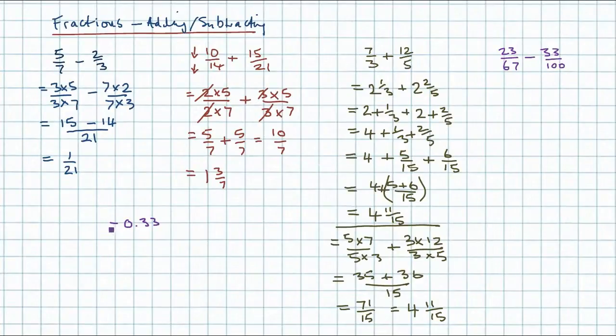23 divided by 67 without a calculator is difficult. It's certainly possible, but it will take a fair bit of time. We could do it to several decimal places. I've just worked it out here to 3 decimal places. And so in the last video we found it went to that, and I've just divided a bit more to get 3 decimal places.